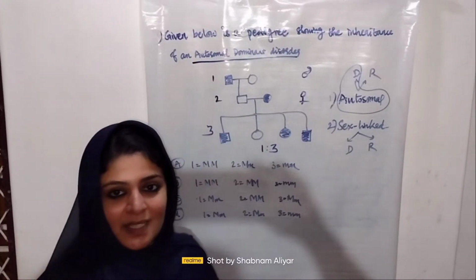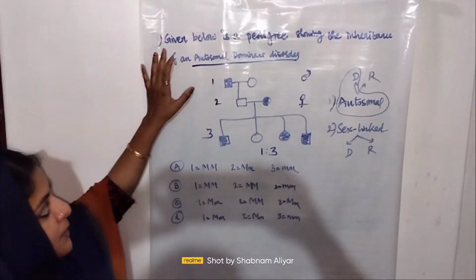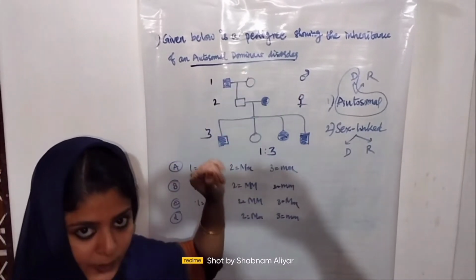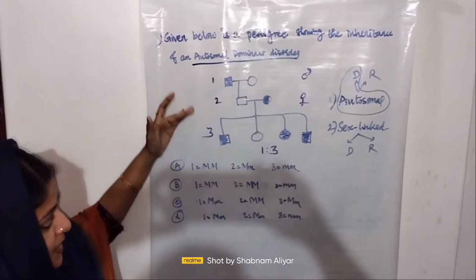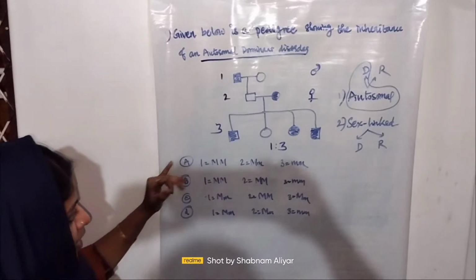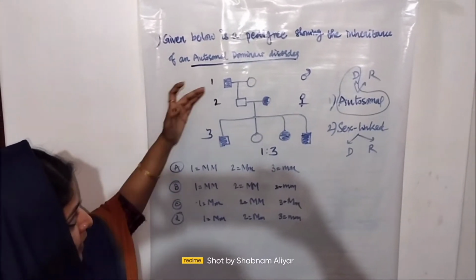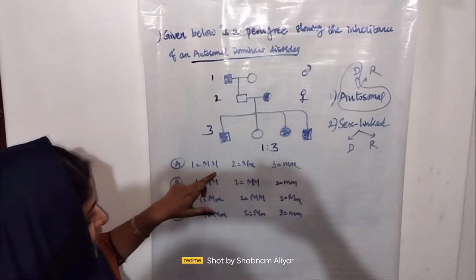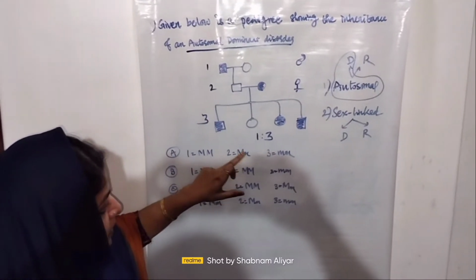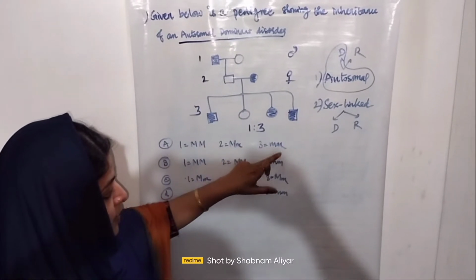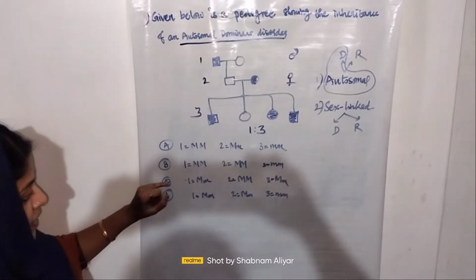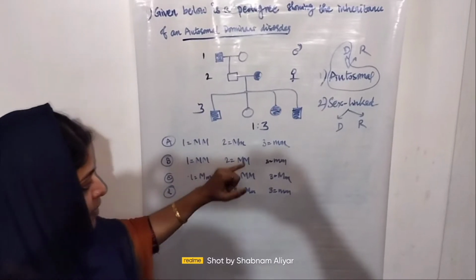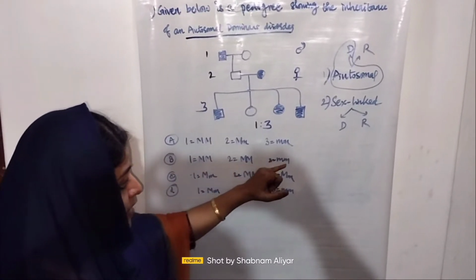Hello, the question statement says, given below is a pedigree showing the inheritance of autosomal dominant disorder. And the pedigree is like this, and the options given are: Option A, there are 3 generations given, and the first generation shows capital M, the second capital M, small m, the third small m, small m. And the B option is, first is capital M, second is capital M, and third is small m, small m.